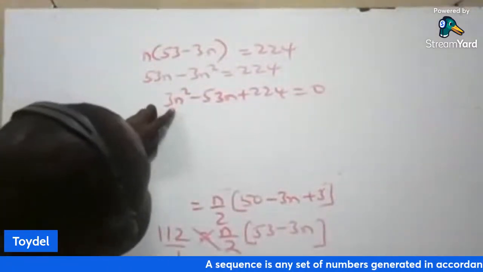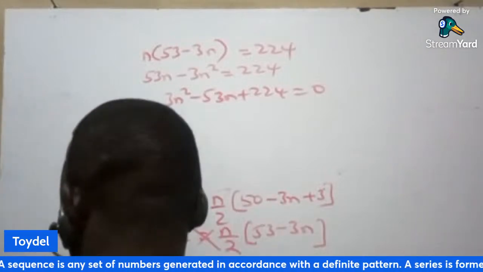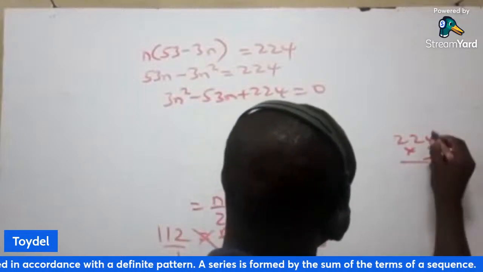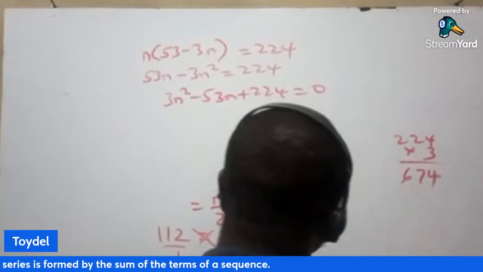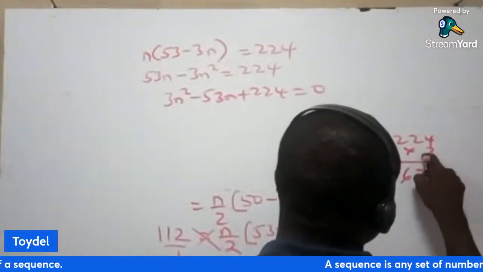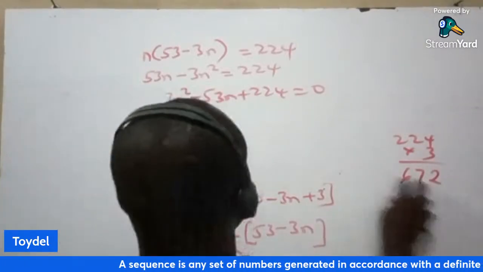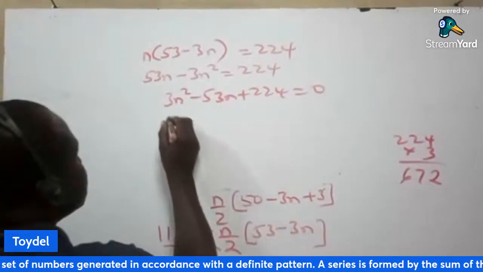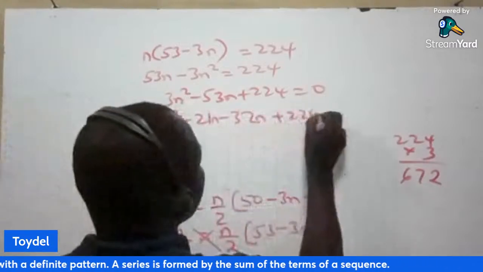Then I can factorize this. If I don't want to stress myself, I can use the completing the square method or the formula method. But of course, I can factorize this. So I use 3 to multiply 224, that's 3 times 224, which is 672. What are the two factors that will give you minus 53? Then that will be minus 21 and minus 32. I'm going to have 3n squared minus 21n minus 32n plus 224 equal to 0. You can check it out.